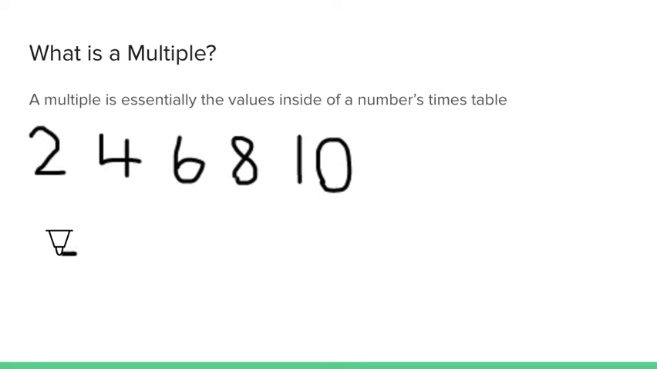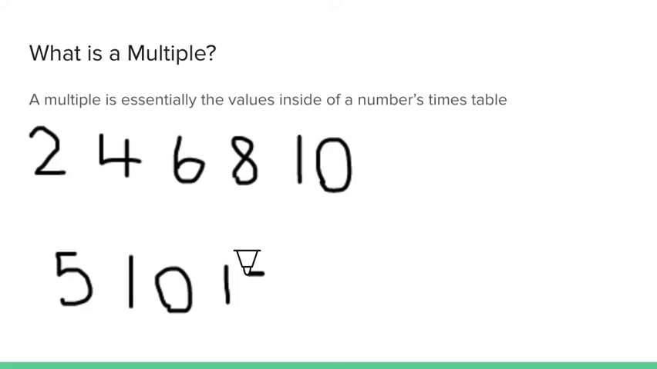I'll show you one more example here. We'll start with the 5 times table. Once again, the number itself is the first number in its times table. 5, 10, 15, 20, and I'll stop there because once again we can go on forever. But you can see here, 5 times 1 gives me 5, 5 times 2 is 10, 5 times 3 is 15, 5 times 4 is 20, all multiples of 5. I think that's pretty straightforward on what a multiple is.